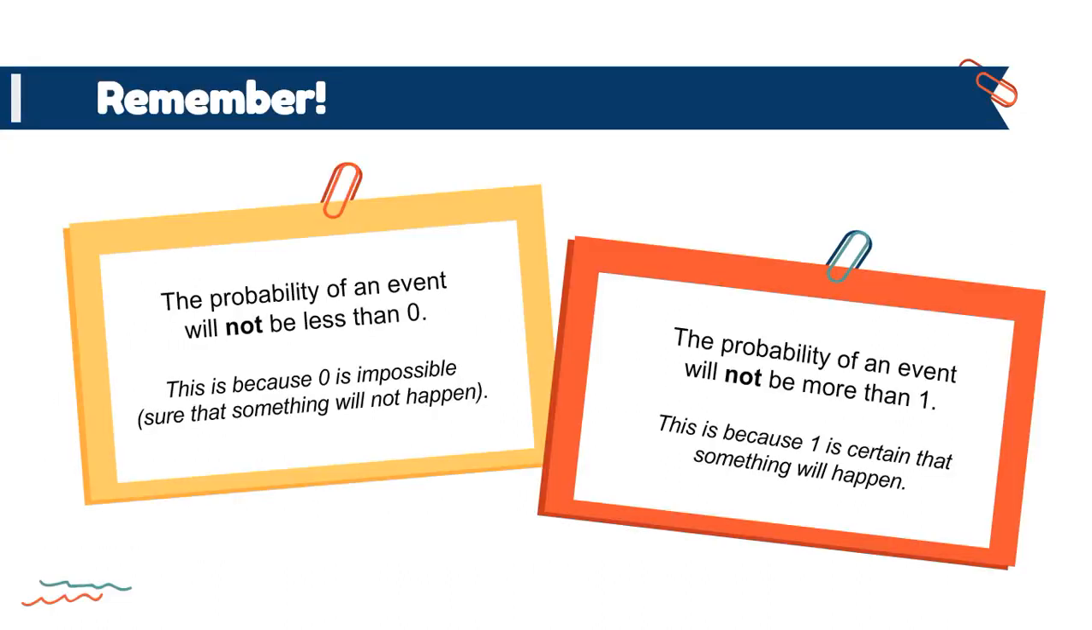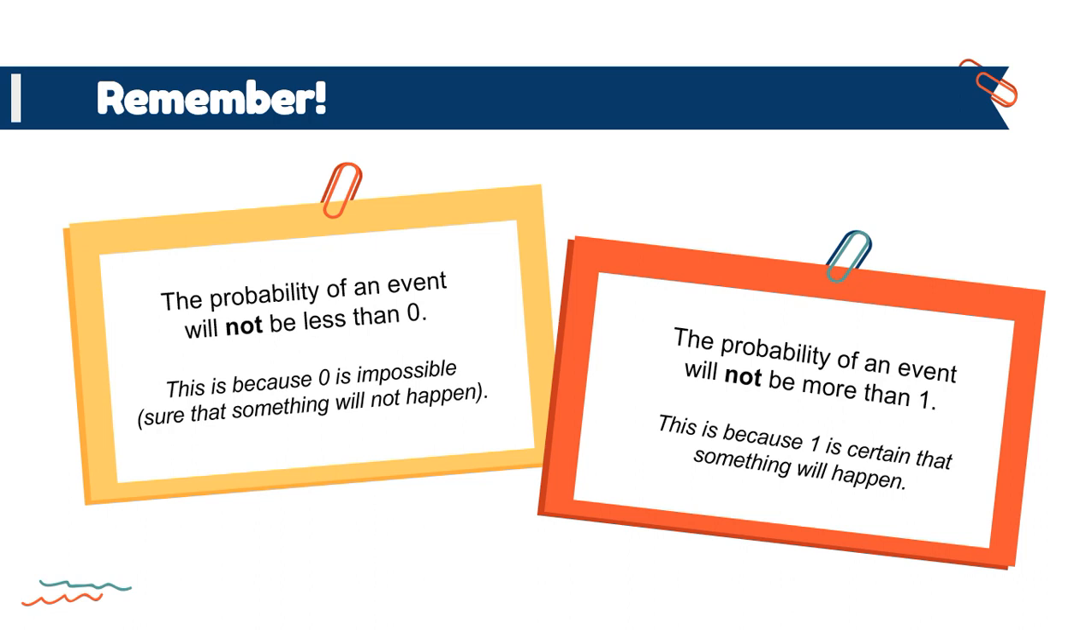Ayan. So, meron lang po tayong kailangan tandaan. The probability of an event will not be less than 0. Hindi po siya pwedeng mag-negative. Okay? Hanggang 0 lang po ang probability ng given natin na event. This is because 0 is impossible or sure that something will not happen. Hindi na siya talaga mangyayari. Imposibleng mangyari. Hindi pwedeng mag-less sa 0.